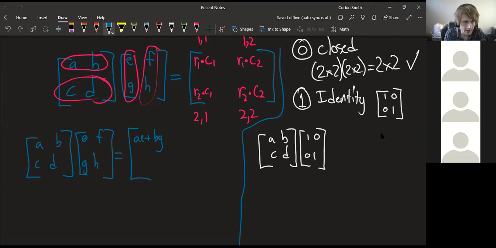And then we're going to have row 1 dot column 2 for the second entry. So that's going to be AF plus BH. And then for the first entry in the second row, we're going to have CE plus DG. Sorry, I make mistakes doing matrix multiplication all the time. I always have to check it. And then finally, the last entry is going to be CF plus DH.